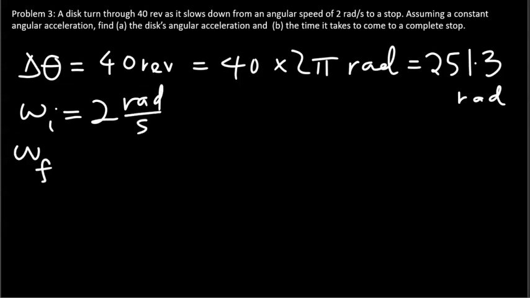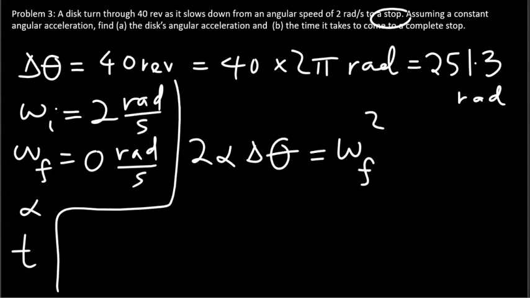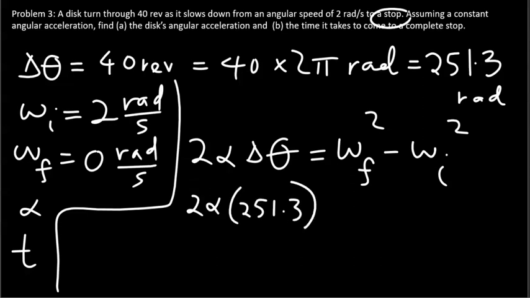Now we also know the initial angular velocity is 2 radian per second. The final angular velocity is 0 because the disk will stop at some point. Alpha we don't know. The time it takes to do this we don't know. Of course, we can get the alpha first from the third equation of rotational kinematics, which is 2 alpha delta theta equals the final angular speed squared minus the initial angular speed squared. So 2 alpha times 251.3 radians.